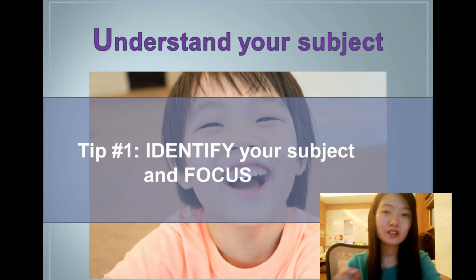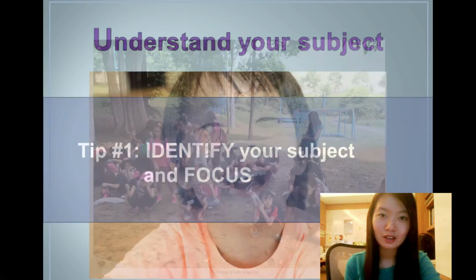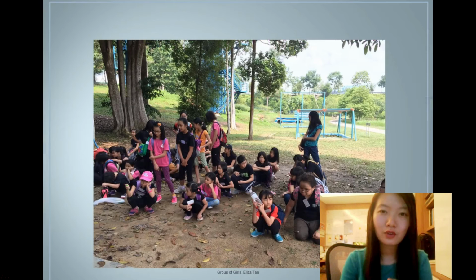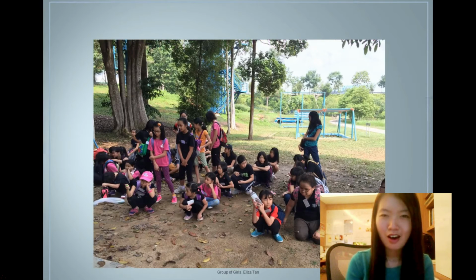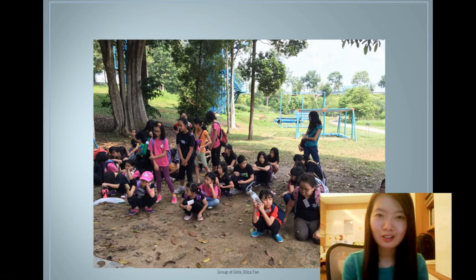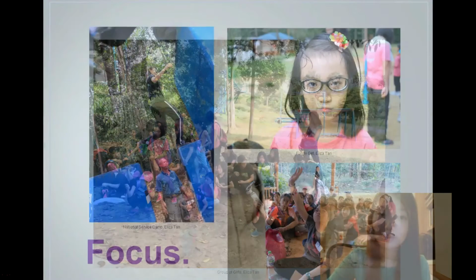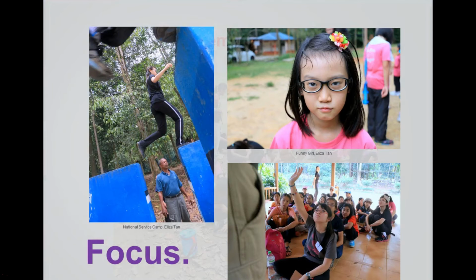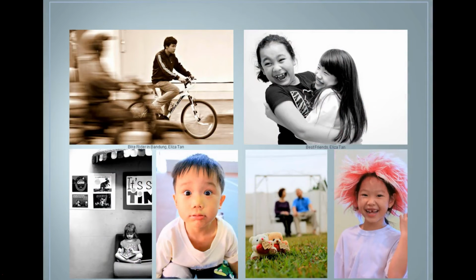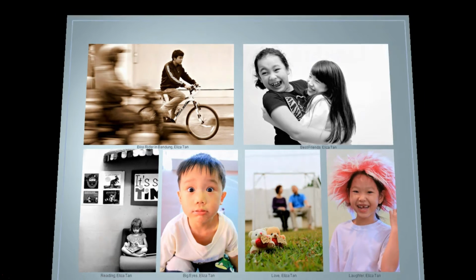Tip 1. First, identify your subject and focus on it. Here we can see that this photo is of a group of girls, but on which girl should we focus on? Our eyes don't know where to look. Compare that photo with these. In these 3 photos, all of which can be taken with a smartphone, the subjects are clearly defined. Each one also seems to have more meaning. So identify your subject and focus on it. Capturing emotion is much easier this way.